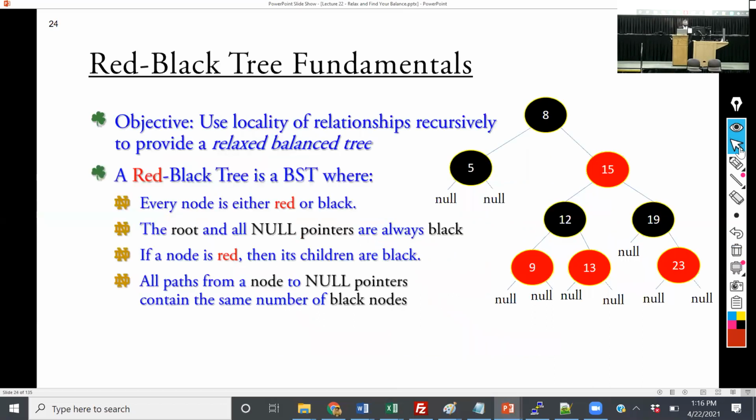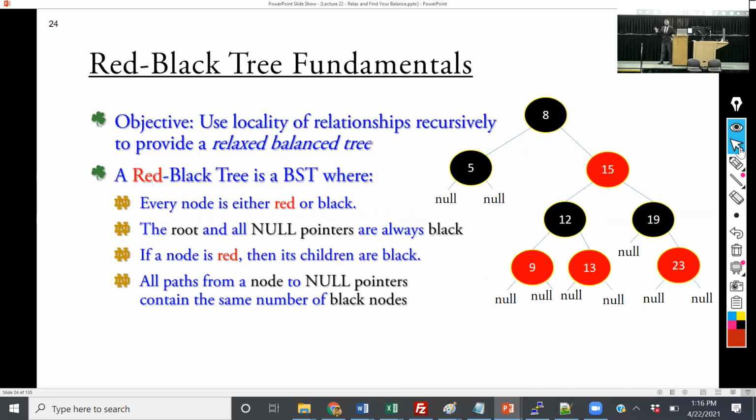So here is how the red-black tree works. In the red-black tree, we use locality of relationships. We're going to come up with several rules for insertion and deletion. A red-black tree is a binary search tree where every node is either red or black. The root and all null pointers are defined as black nodes.